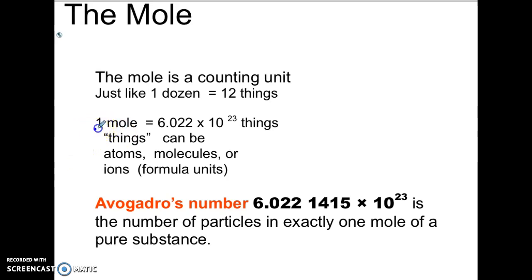1 mole of things is this really huge number, and I know you've watched a couple of videos on that, so this isn't something new to you, but this is something that you should know. You should know this definition and memorize it: 1 mole is equal to 6.022 times 10 to the 23rd things. We call this number Avogadro's number, just like we would call 12 things a dozen. When you have 6.022 times 10 to the 23rd things, you have an Avogadro's number of things.